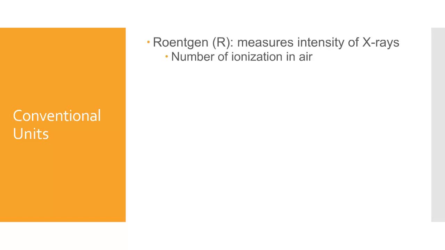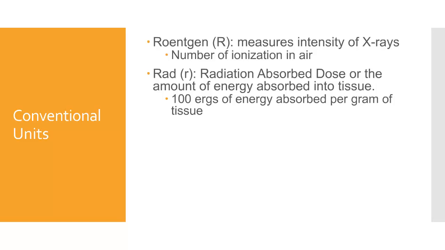This is because the effects of radiation are related to how much energy of the radiation was absorbed by the body's tissue. However, there is a unit that takes into account the amount of energy absorbed in the tissue. That unit is the rad, which stands for radiation absorbed dose, and it is abbreviated with a small r. The rad is defined as 100 ergs of energy per 1 gram of tissue.